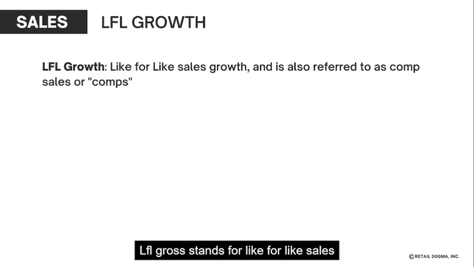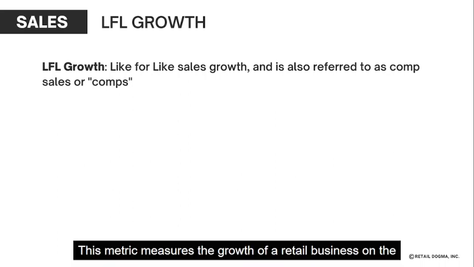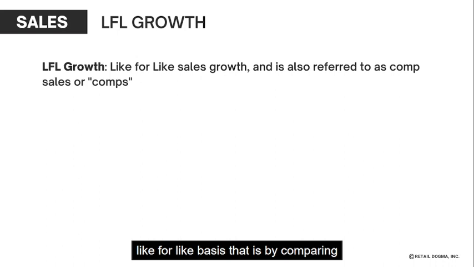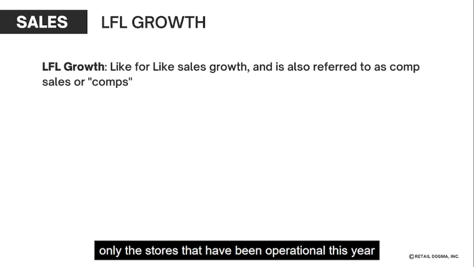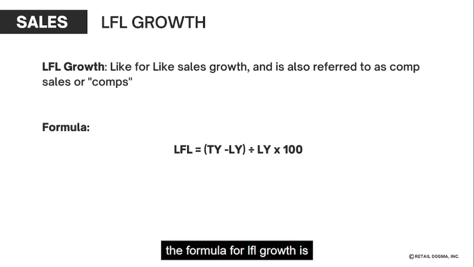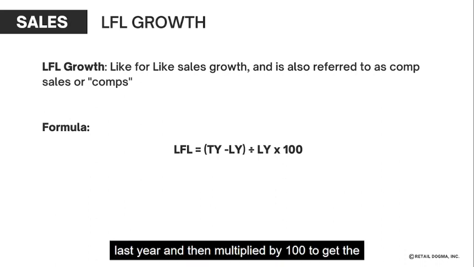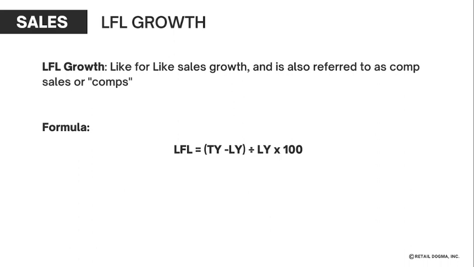LFL growth stands for like-for-like sales growth and is also referred to as same-store sales or comp sales. This metric measures the growth of a retail business on a like-for-like basis. That is, by comparing only the stores that have been operational this year and last year and excluding any stores that are new and didn't operate last year and stores that have been closed. The formula for LFL growth is LFL equals this year minus last year divided by last year and then multiplied by 100 to get the percentage.